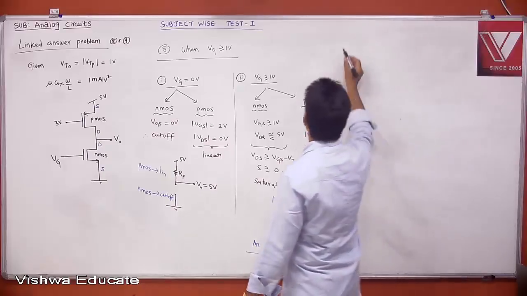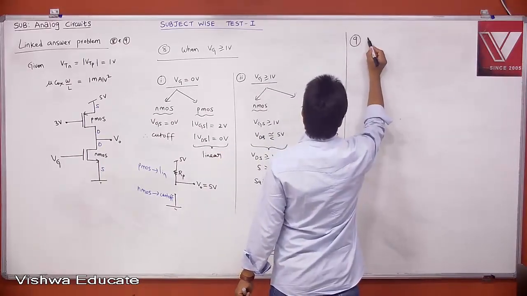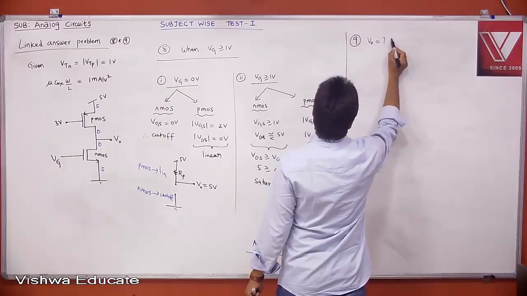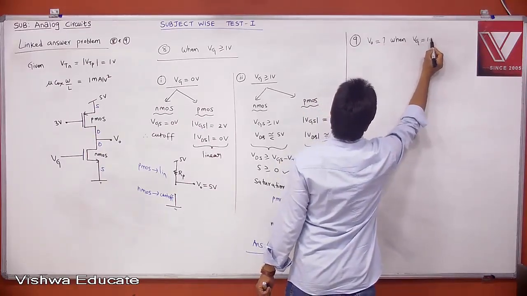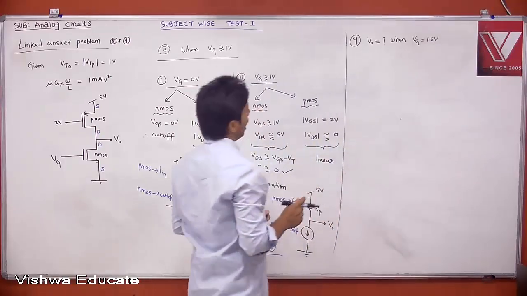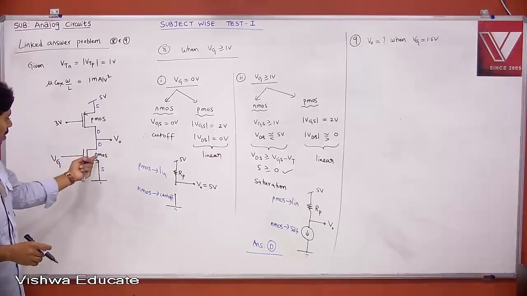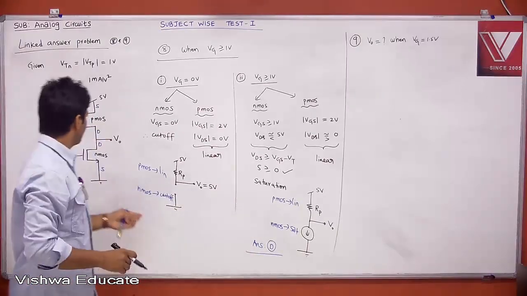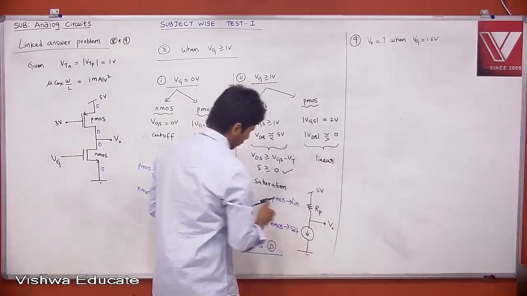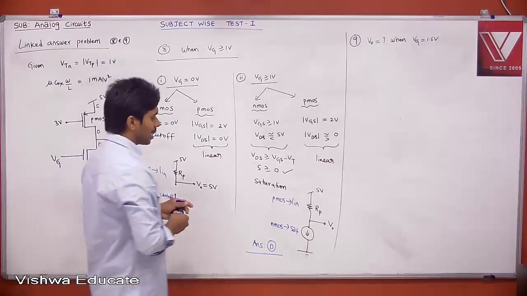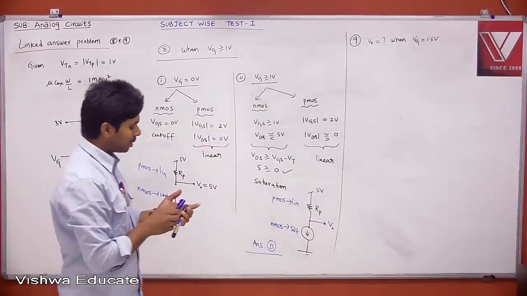What is V0 when VG is equal to 1.5, which is slightly greater than 1 volt? Actually, to find V0, we should know the regions of the transistor. We know NMOS is in saturation, PMOS is in linear region. Whatever it may be, now we need to find V0 only. Whatever it may be, the current from PMOS is equal to current from NMOS. That I can say, right?